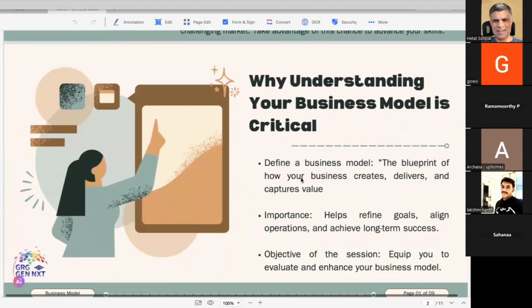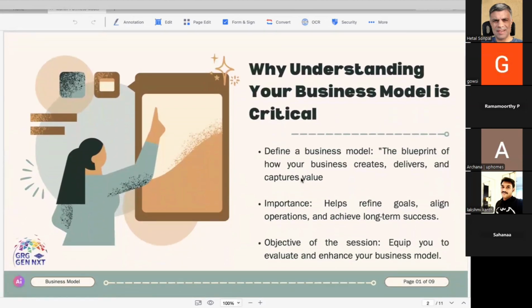So why is it important to understand the business model? So business model is a blueprint of how your business creates, delivers, and captures value. So right from the time when you had that eureka moment and you had an idea on which you wanted to work, you are driven and you are very focused on creating something, right? Creating a venture of your own.